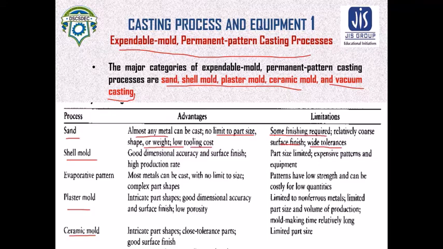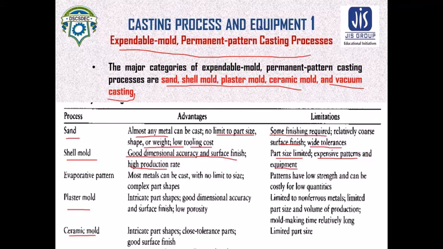Next is shell molding. Shell molding can give good dimensional accuracy and surface finish, and it has a higher production rate. But the limitations of shell molding are that part size is very limited, and the pattern and equipment are expensive. The cost is high and the part size is very limited.